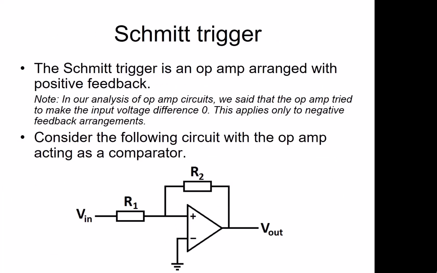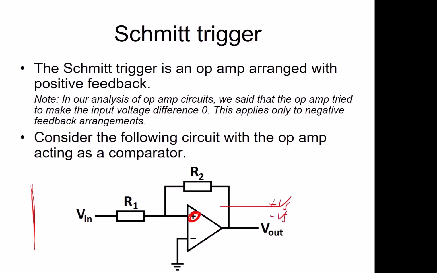This circuit is the Schmitt trigger. It looks very similar to an inverting amplifier arrangement. However, in this case, the feedback is to the non-inverting terminal of the op-amp. So in this case, our golden rules aren't going to apply. For this circuit, the op-amp is effectively acting as a comparator, so it's either going to be plus Vs or minus Vs on the output.